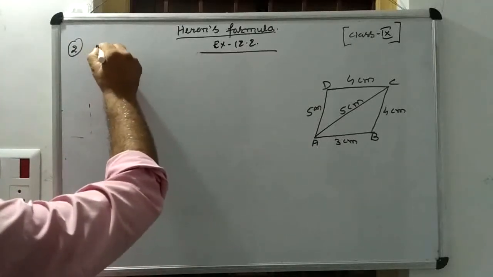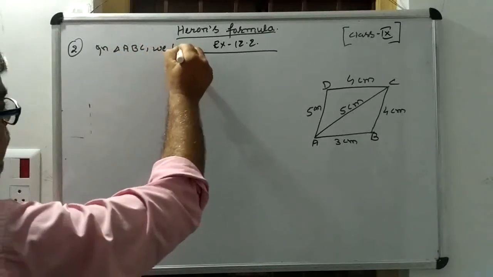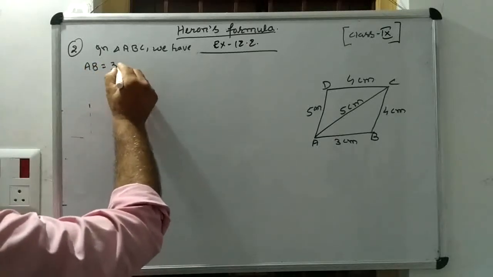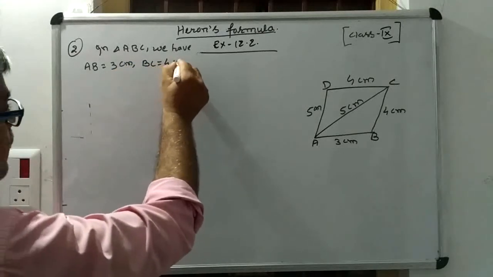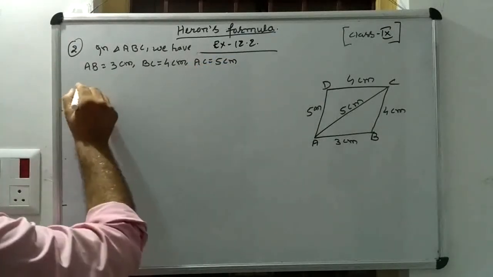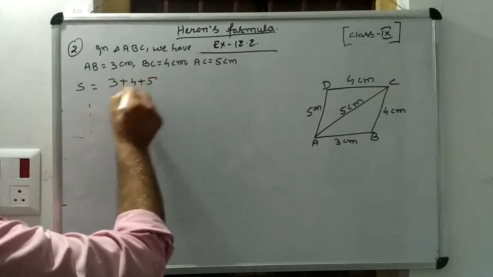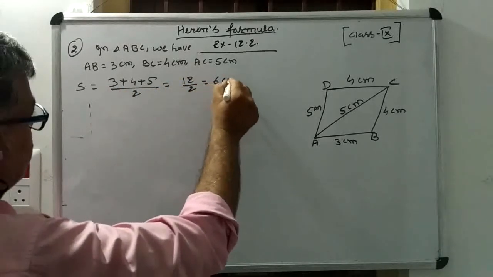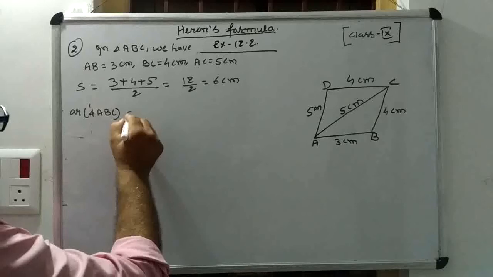So let's start our solution. In triangle ABC, we have AB equals 3 centimeter, BC equals 4 centimeter, and AC equals 5 centimeter. First you calculate S. S equals 3 plus 4 plus 5 by 2, that is 12 by 2, that is 6 centimeter.